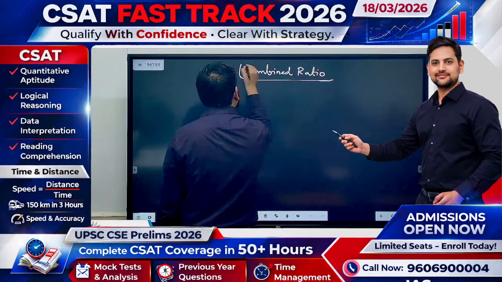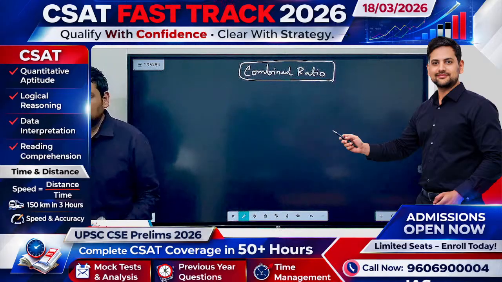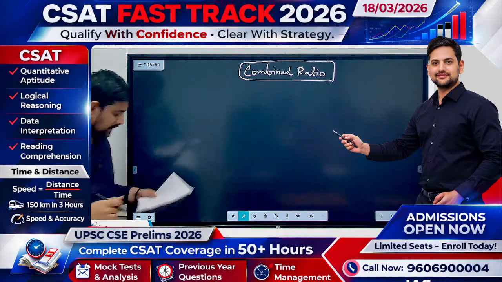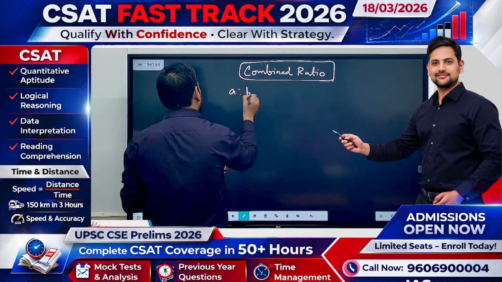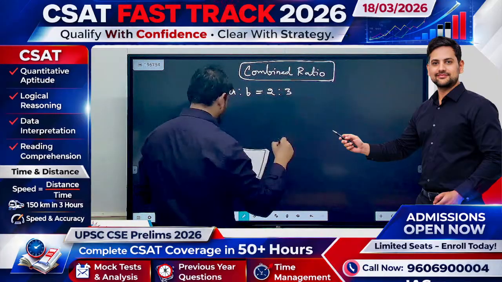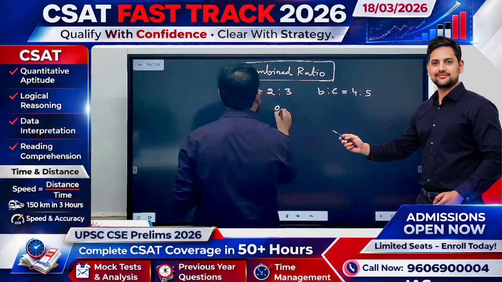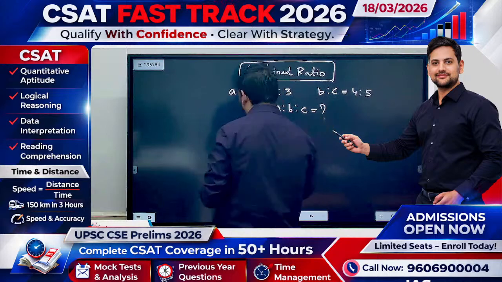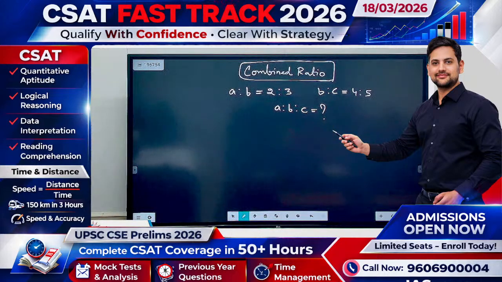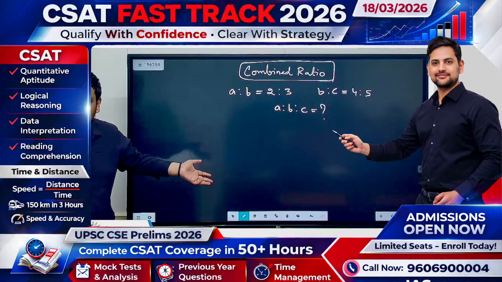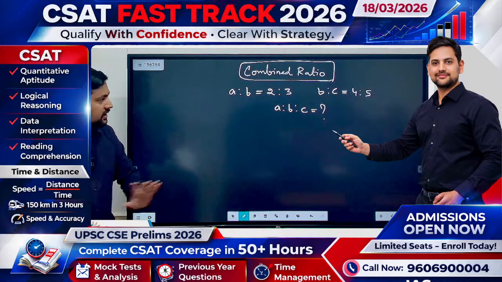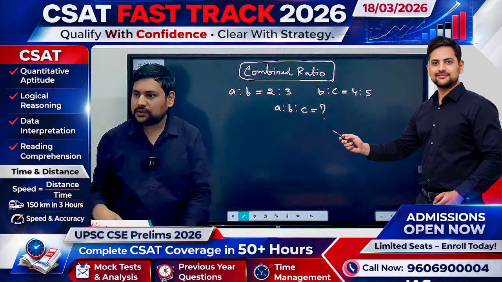Now learn something about combined ratio. How do you find combined ratios? Basically, for example, let's say A ratio B is given to you as 2:3 and B ratio C is 4:5. Then they will ask you A:B:C is equal to question mark. How do you find this? A direct question like this won't be asked at first. This is just a basic. Sometimes you will be given two ratios like this, and you will have to get to the combined ratio.